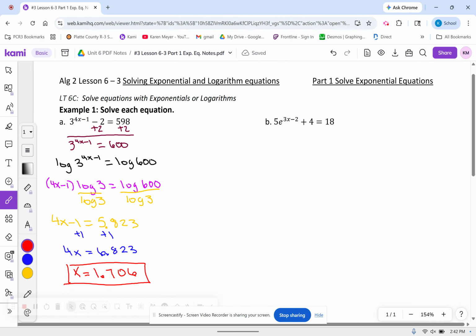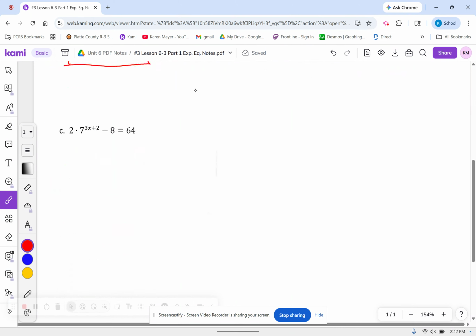Okay, we'll come back to B. Let's slide down to C. Okay, and C is very similar to the first one. The biggest difference is that at the very beginning we have 2 times the base of 7 raised to the power 3x plus 2, and then minus 8 equals 64. So once again, let's start by getting rid of the minus 8. So we're going to add that over.